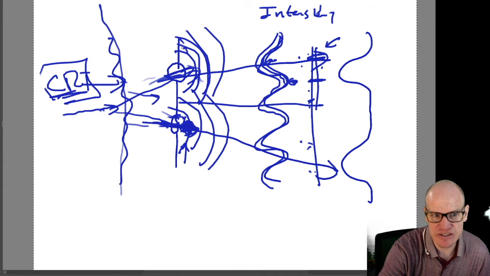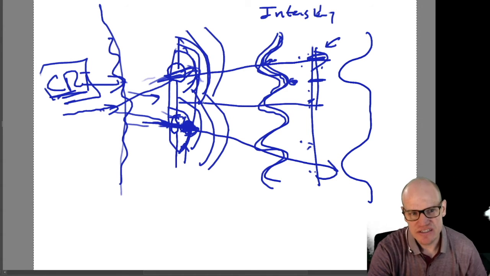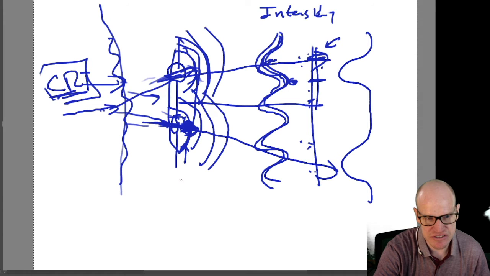The probability density here, right behind the slits, is going to look very different, right? This probability density is going to look like this. So when you make the measurement, it's either going to be here or it's going to be here. So you make the measurement there.